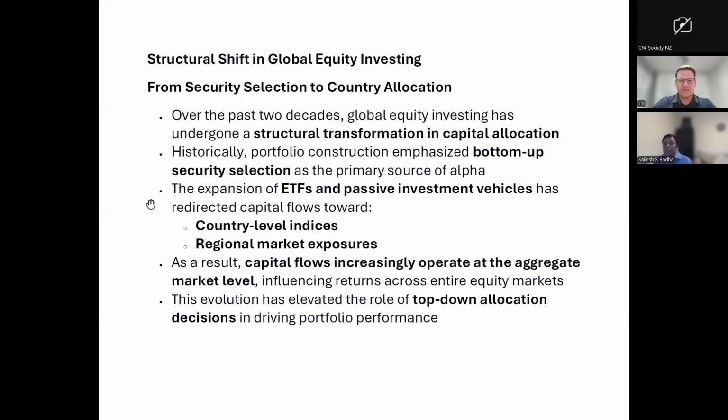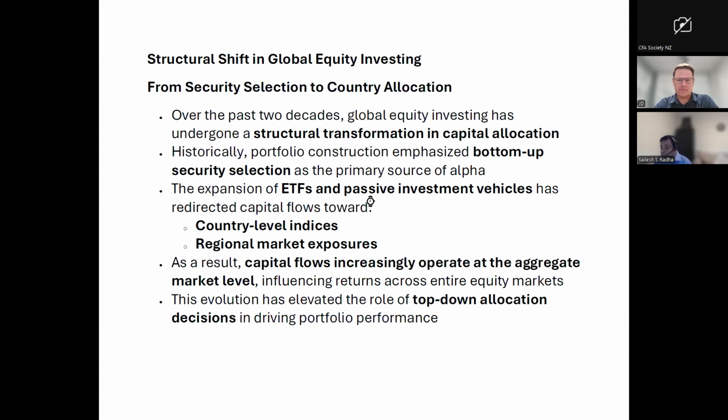If we step back and look at how investing has evolved over the last 2 to 3 decades, there has been a clear transition. Historically, alpha was primarily driven by selecting individual securities, or primarily through bottom-up security selection. But with the growth of ETFs and passive investing, capital now is flowing at the level of indices and increasingly at the level of countries and regions. As a matter of fact, capital flows now increasingly operate at the aggregate market level, influencing returns across equity markets. So the unit of decision making is shifting, and that changes where alpha comes from.